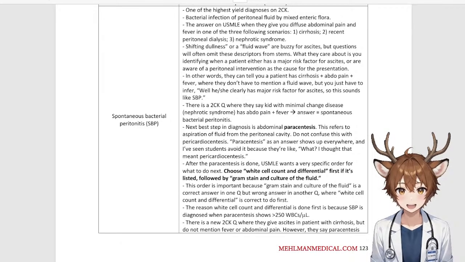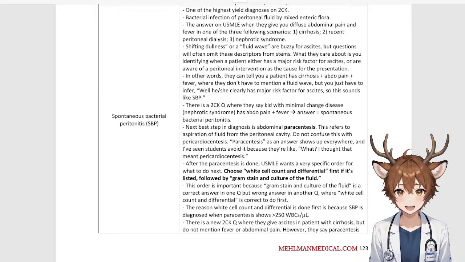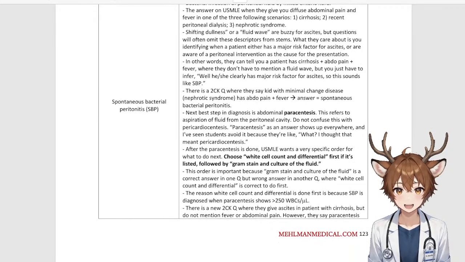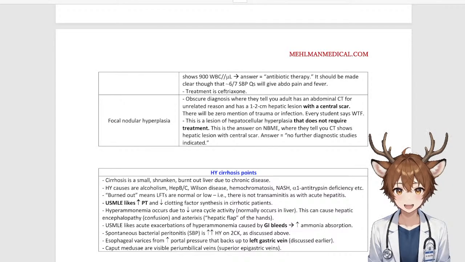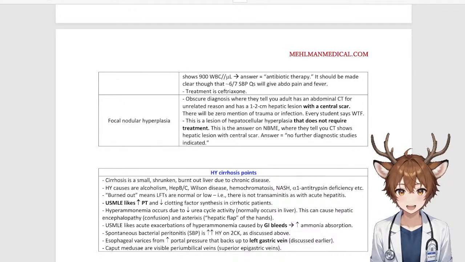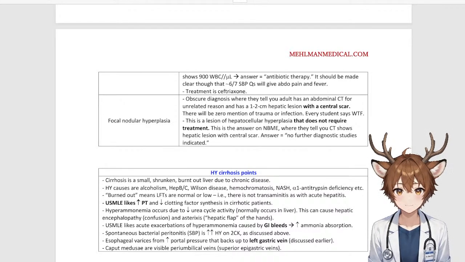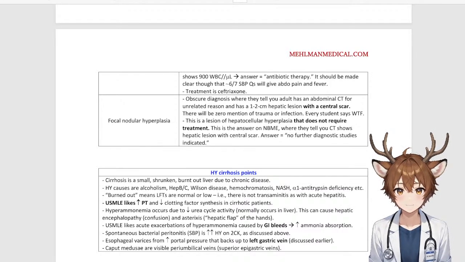There is a new 2CK question where they give ascites in a patient with cirrhosis, but do not mention fever or abdominal pain. However, they say paracentesis shows a 900 white blood cell count per microliter, meaning the answer is antibiotic therapy. It should be made clear, though, that 6 out of 7 SBP questions will give abdominal pain and fever. Treatment would be ceftriaxone.